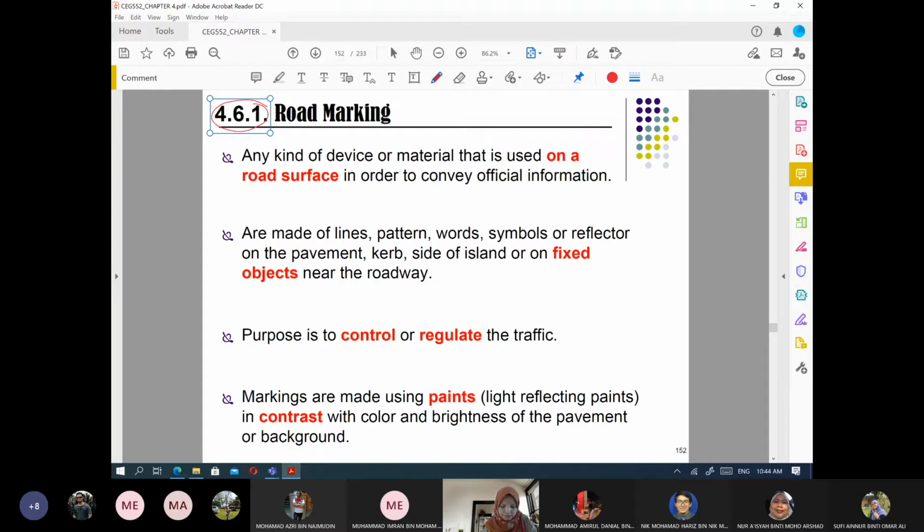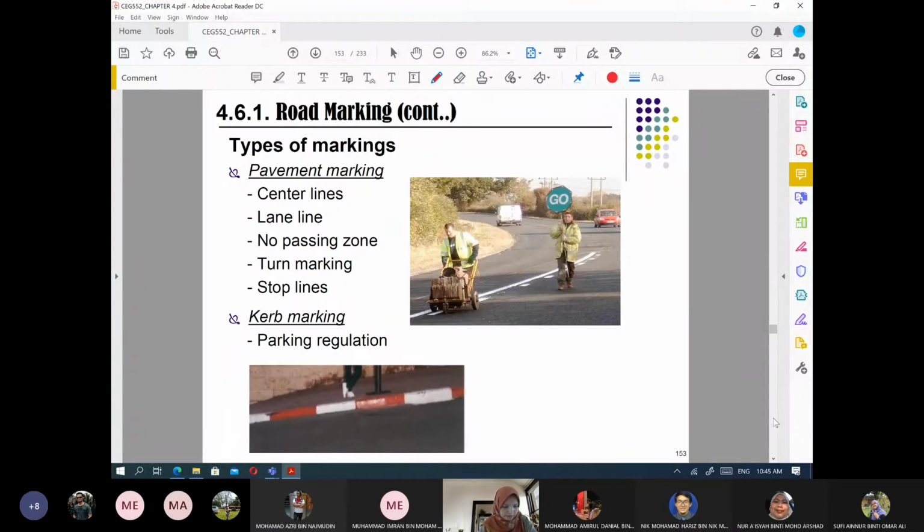Markings are made using paints, light reflecting paints, so that during at night you can see lah. Contrast color, brightness of the pavement of background. So biasanya kita pakai putih, kuning. Okay, so this is the pavement marking. Center line, lane line, no passing zone, turn marking. Then you have a stop lines. Curb marking, see, red and white.